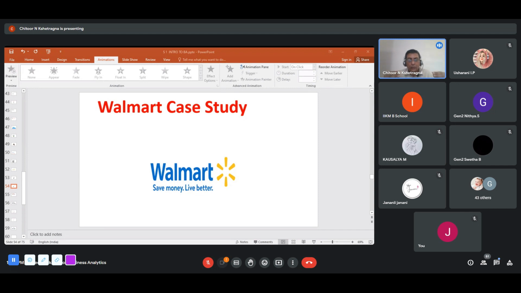Let's say I'm running a pani puri shop. Every day I'm selling 100 pani puris at 10 rupees. So what is my revenue? 100 pani puris at 10 rupees. What's my revenue?